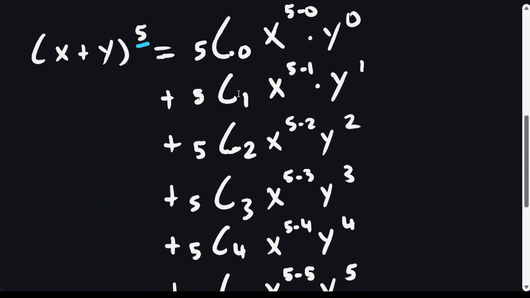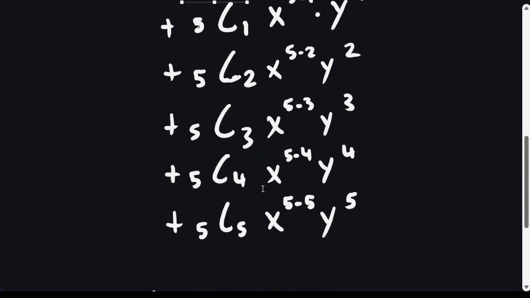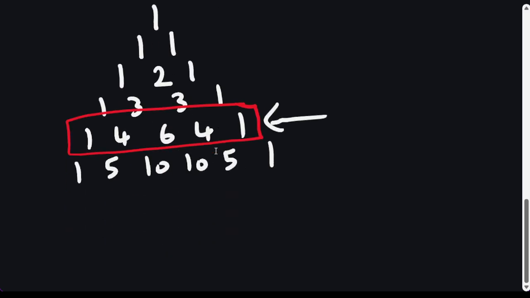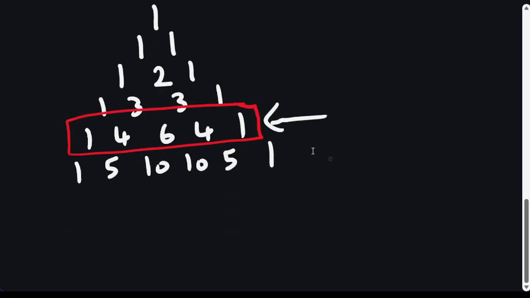It's 1, 4, 6, 4, 1. Those are all the coefficients from Pascal's triangle.